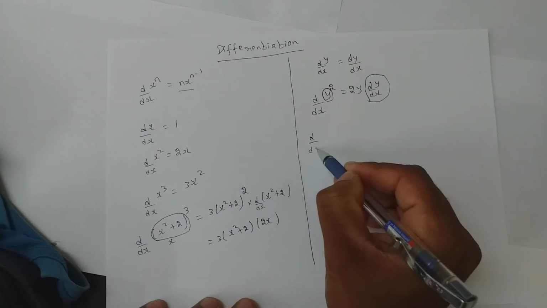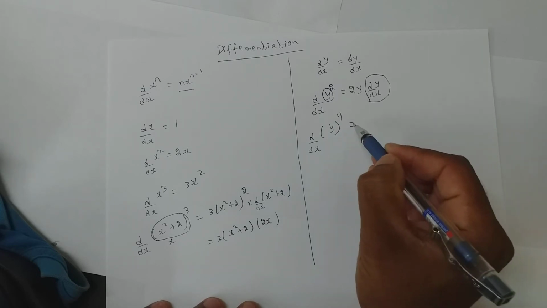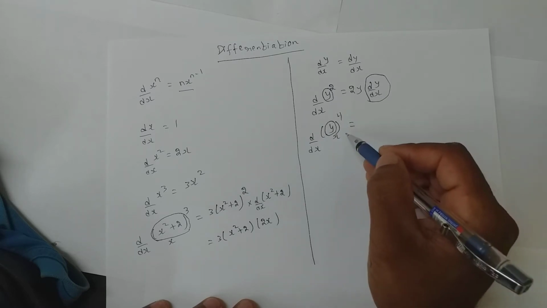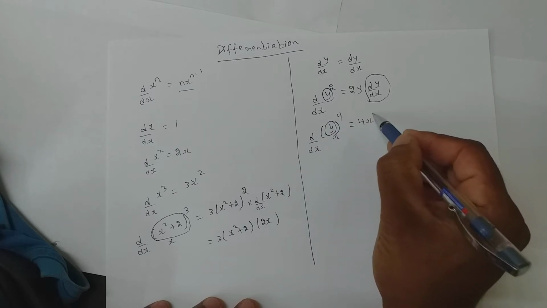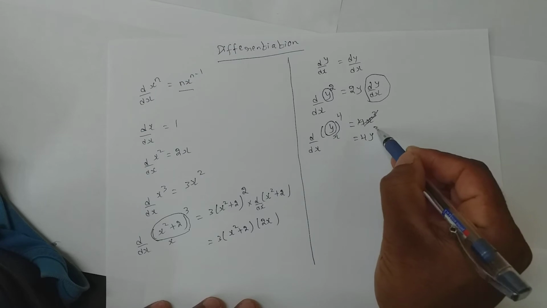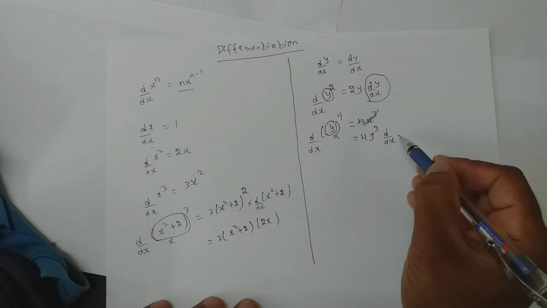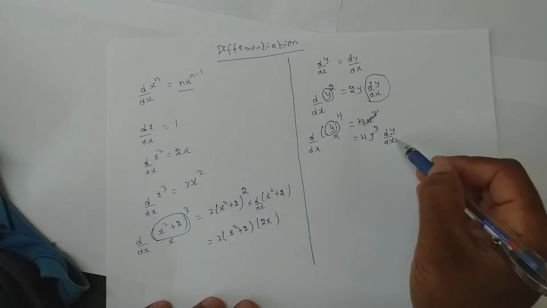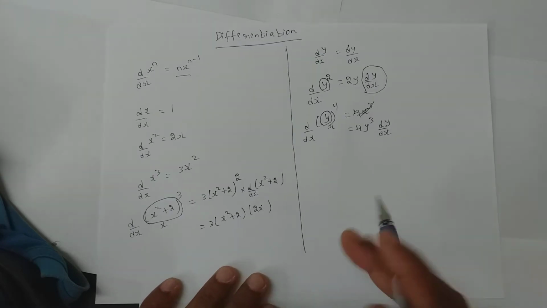If it is d by dx of y power 4, I will assume it to be x. So now it is of the form x power 4. My answer is 4x cube generally, but here in place of x I have got y, so 4y cube into d by dx of whatever you have considered in place of x, y. This cannot be simplified further, so leave it like that. Now look at more examples.